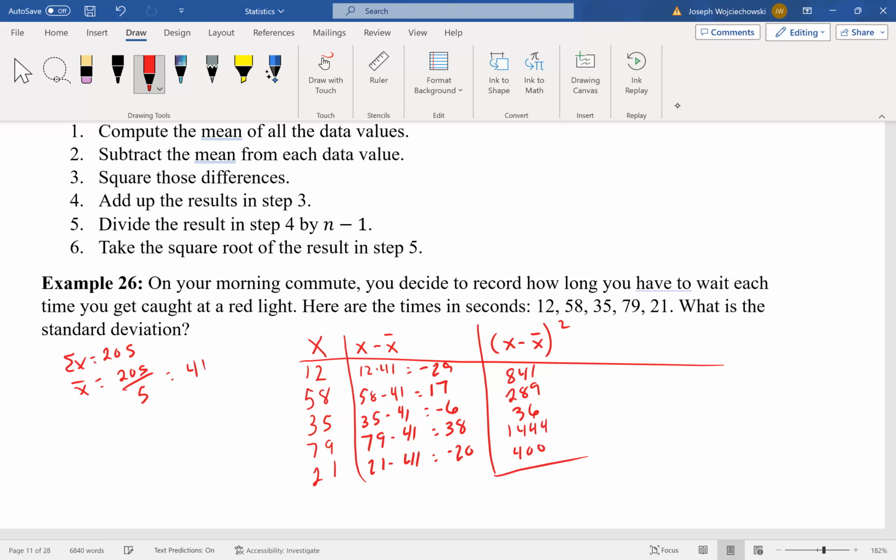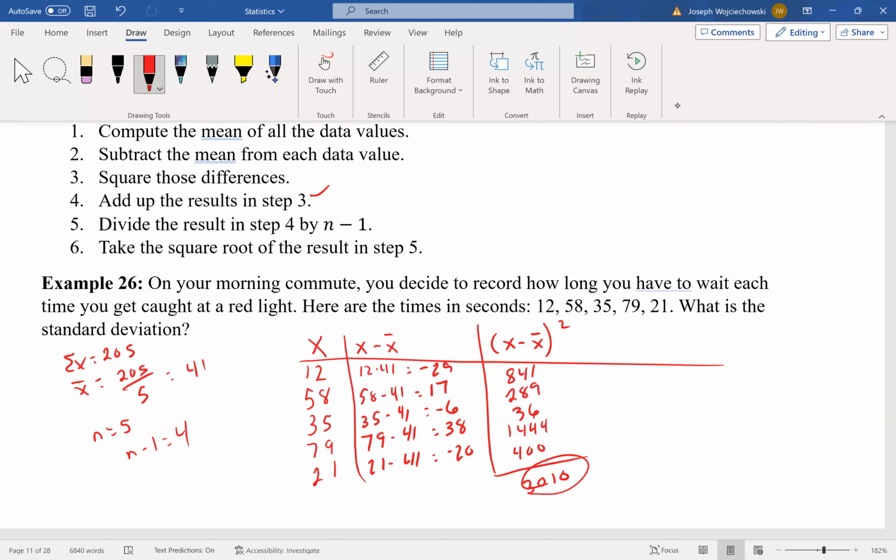So then we add all these up: 841 plus 289 plus 36 plus 1,444 plus 400. And we get a total of 3,010. So we're on step 4 here. Now we divide this result by n minus 1, n being 5. I want to make a note of that. So n minus 1 equals 4.